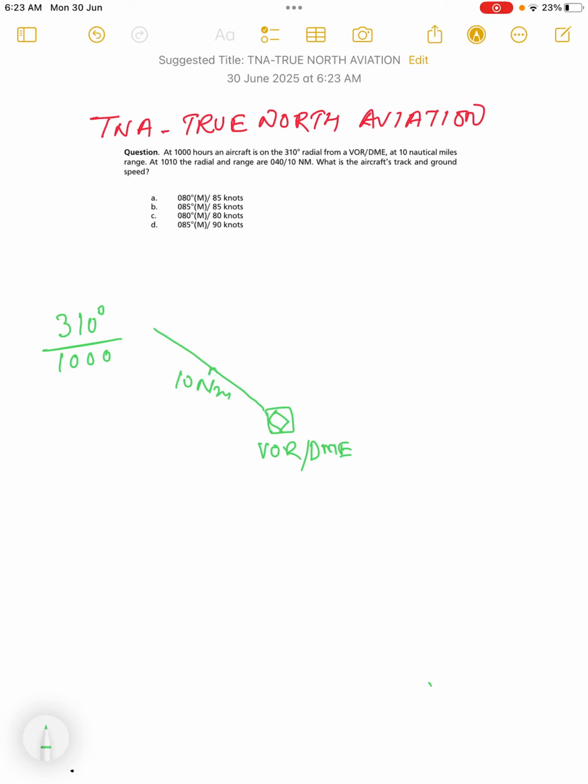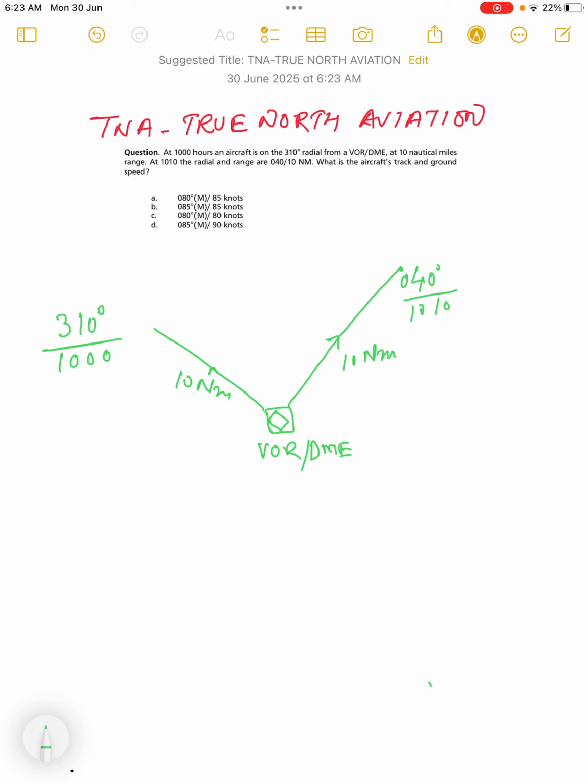At 10:10, the radial and the range are 040. At 10:10, the radial is 040, and this is 10, time is 10:10, and the distance is 10 nautical mile.